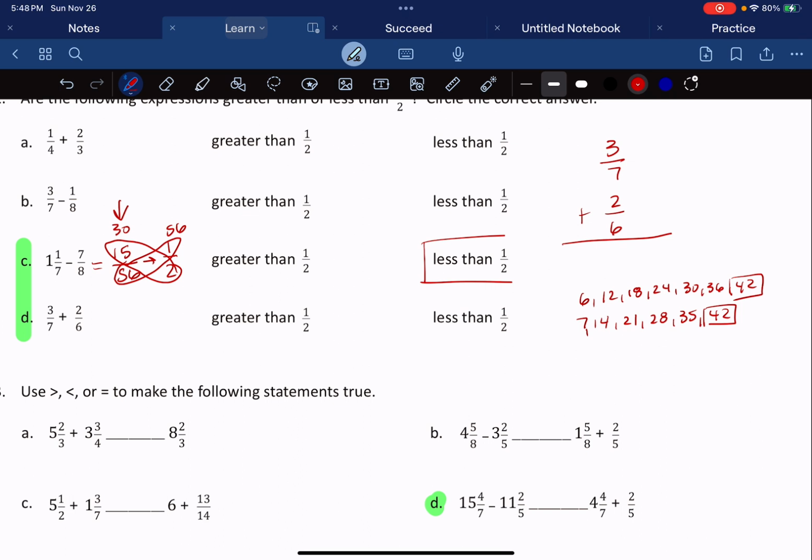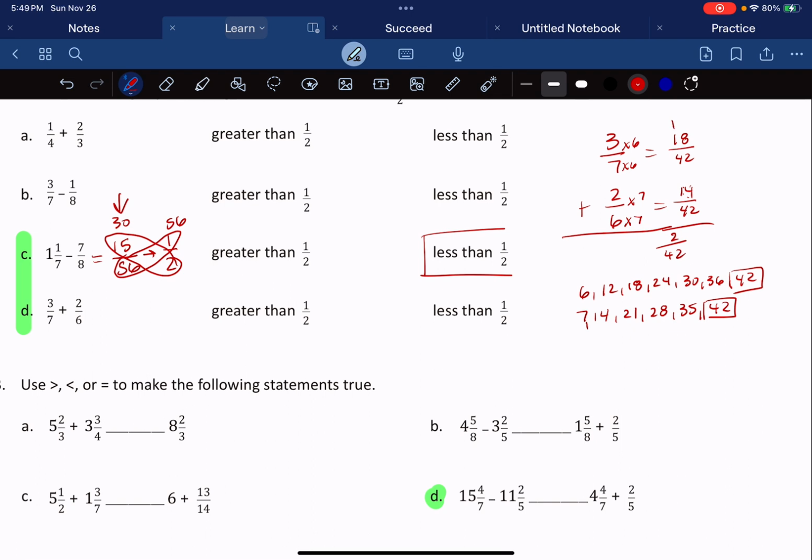So for 6, it's going to take me 7 times to get there. When I multiply that, I get 14 out of 42. And for 7, it takes me 6 times to get there, which is 18 out of 42. So my denominator is 42. I'm going to add 18 plus 14. So I can do 8, 9, 10, 11, 12. Carry 1 up. 1, 2, 3. So 32 out of 42.